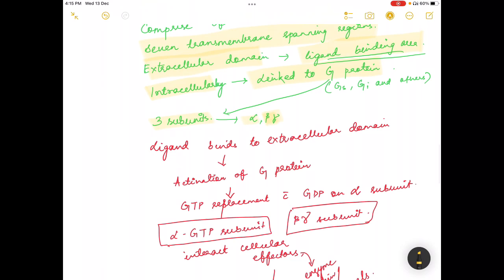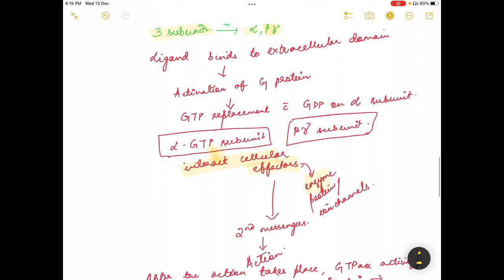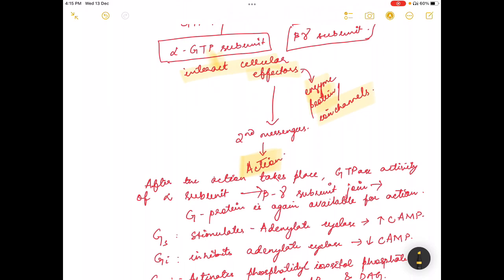Whenever the ligand binds to the extracellular domain, there is activation of the G protein. Whenever the G protein gets activated, the GTP replaces the GDP on the alpha subunit, and two subunits form: the active component, the alpha GTP subunit, and the beta gamma subunit. The alpha GTP subunit interacts with the cellular effectors, which can be enzymes, proteins or ion channels, and second messengers. These second messengers cause the action. After the action takes place, there is an intrinsic GTPase activity in the alpha subunit, and due to this GTPase activity, the beta gamma subunit joins back and the G protein is again available for action.